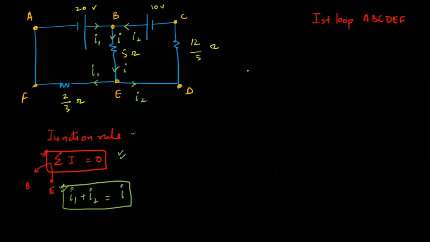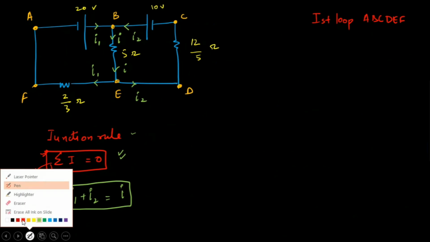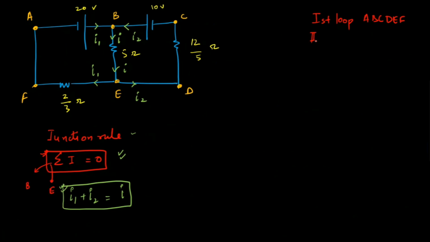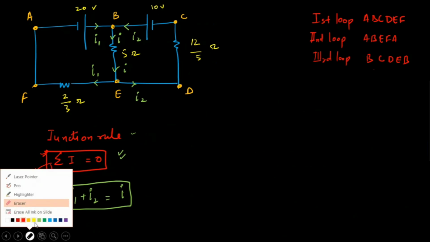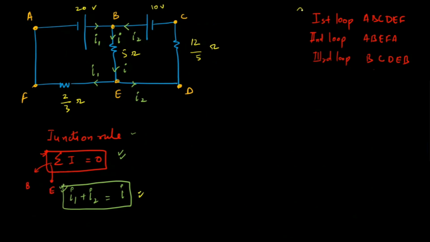Now, how many loops are possible in this situation? The first loop you have already told. The second loop we have here is going to be A, B, E, F, A. Similarly, the third loop is B, C, D, E, B. Now this is clear that the loops we have chosen look like that. Out of these three loops, we can use any two to find the two equations, because we got one equation already. How can we do so?